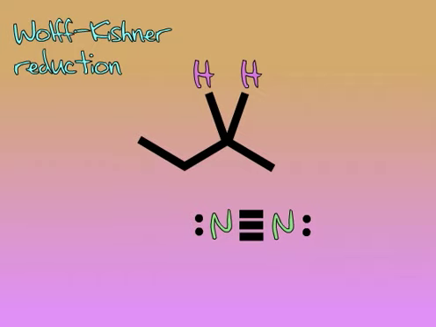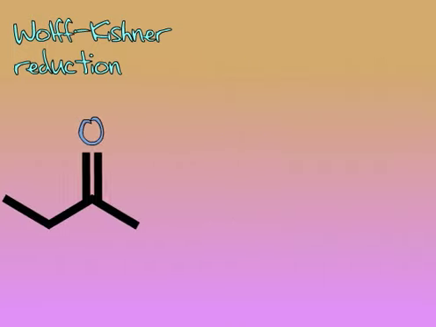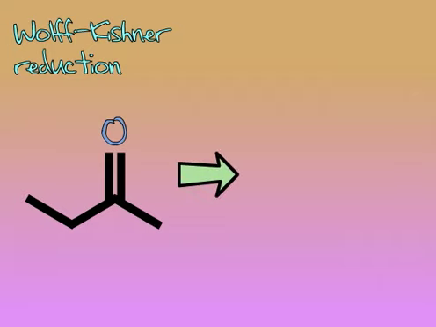So the mechanism for the Wolff-Kishner reduction is pretty involved. Rather than memorize it, just remember what the reduction accomplishes. It takes this and replaces it with this.